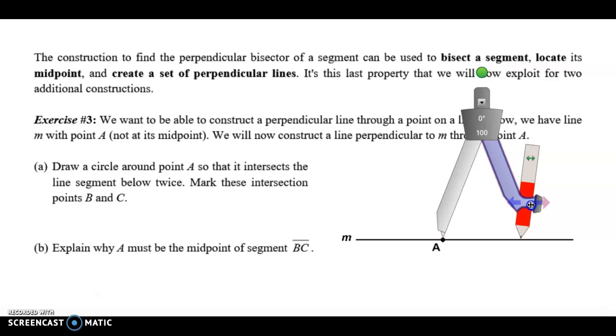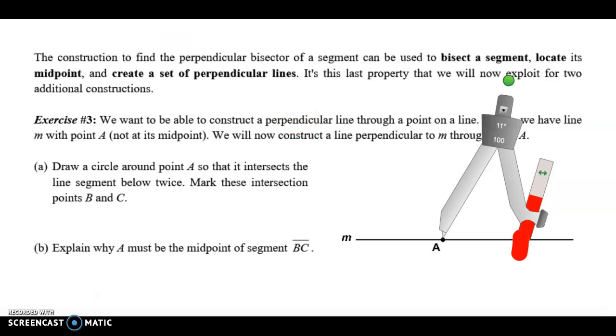So here's what we do. We put our compass on point A. So point A is on line M, and I want to draw a perpendicular line that goes through A. So oops, again, I don't know why I got such a thick line right there. So let's try and fix this.